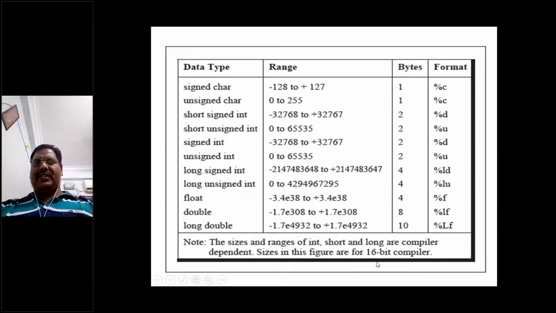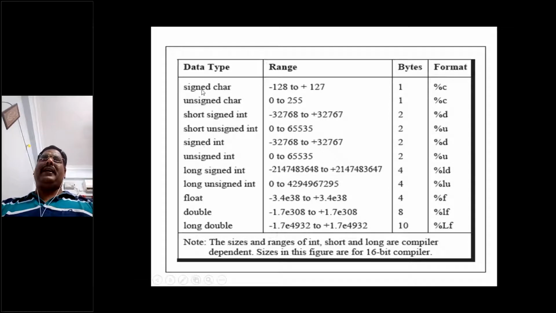Sizes in this figure are for the 16-bit compiler. So float has a size of 4 bytes, double is 8 bytes, and long double is already 8 plus 2. Long also has 2 bytes, so totally it is 10 bytes.